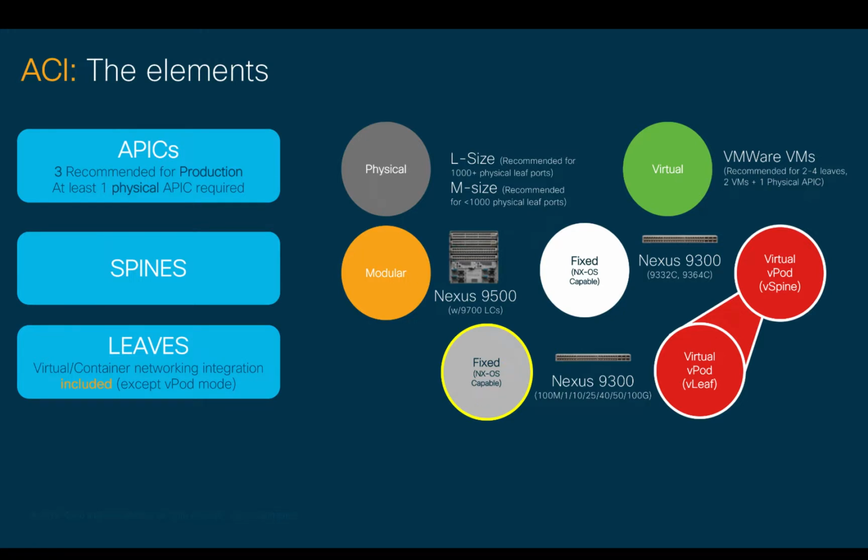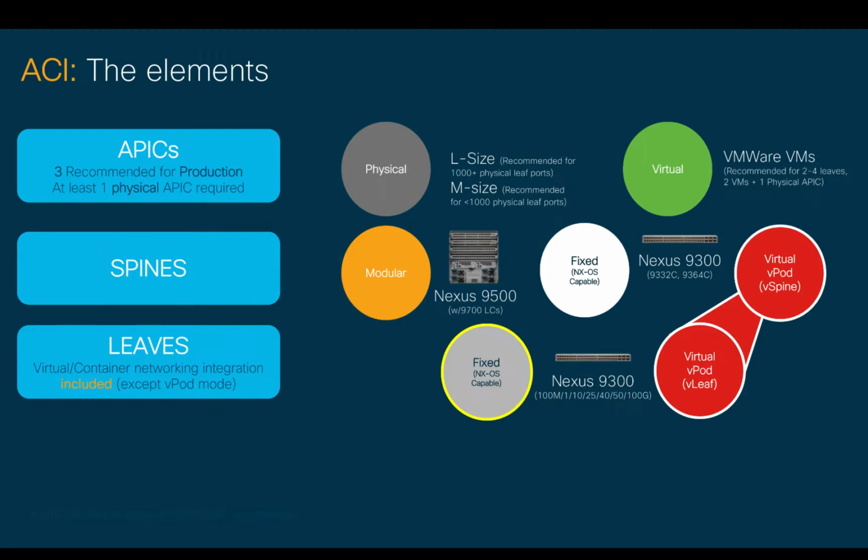There are also other options that allow you to run spines and leaves as virtual machines, called BPOD. We will explore that in a later chapter. Take into consideration that ACI includes the central management of not only physical, but also virtual and container networking from the APIC at no additional cost.